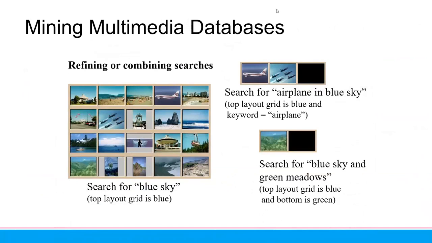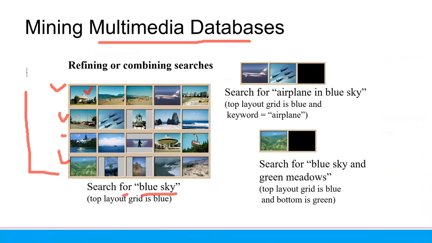The last thing I want to say today is about this kind of multimedia database. You have all pictures like this one. Let's say you want to search for blue sky. How can you search for blue sky? You will make these figures into some features, for example the color histogram. And then if the color blue is dominant, you will see the result. This is the result for blue sky. Everything with blue will appear in the search result.